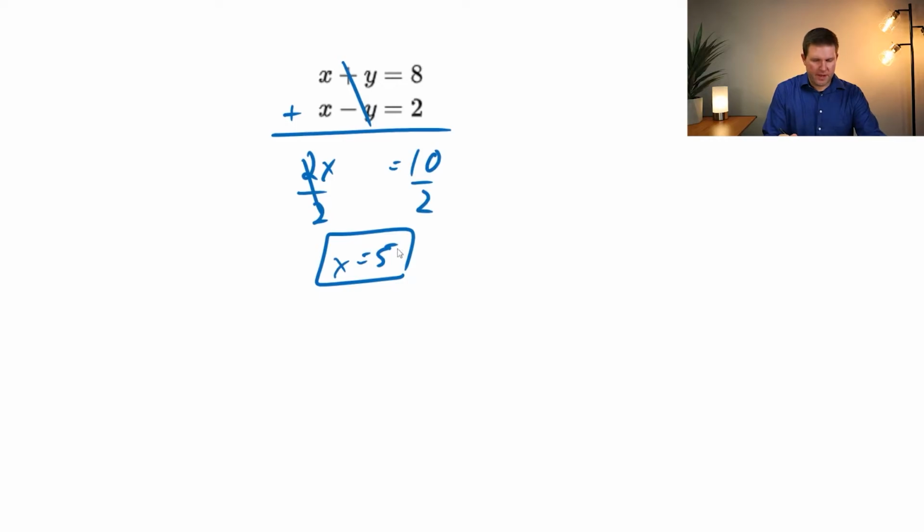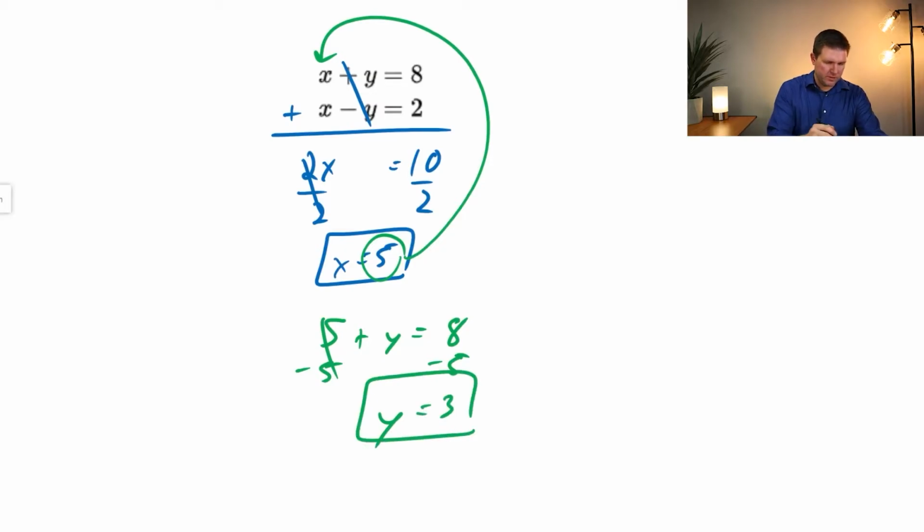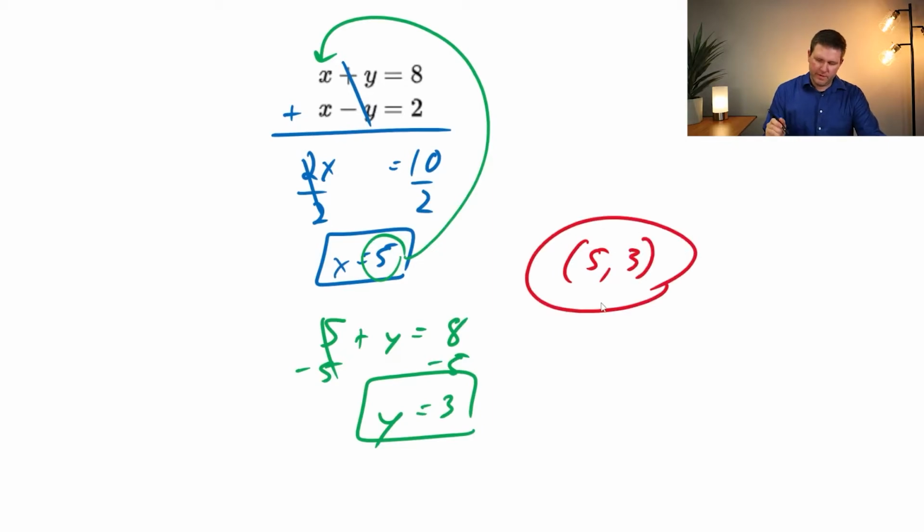Too easy. Now, remember, take this, plug it into the easier of the two equations for you, right? So probably the top one to avoid negatives if you want, although I would suggest getting familiar with those. So 5 plus y equals 8. Subtract 5 from both sides. y is 3. Solution again as a point: (5, 3). There we go.